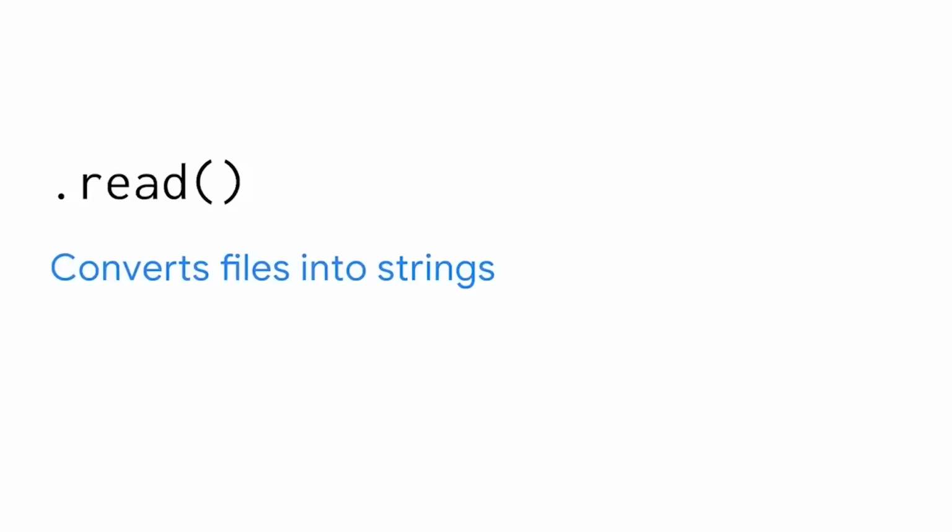Let's go into Python and use what we learned. We're ready to open a text file in Python. Now, we'll type our with statement. Next, we'll use Python's built-in read method. The read method converts files into strings. Now, let's go back to our with statement.